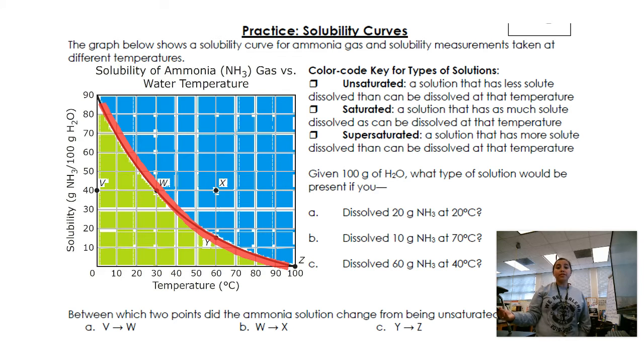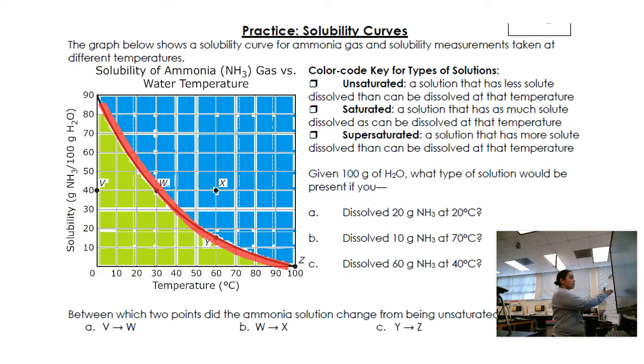All right, so now let's look at solubility curves. Here we have the solubility of ammonia gas versus the temperature of water that it's dissolved in. And so this is called the solubility curve. A solubility curve is basically a graph that shows us how much solute can dissolve in a particular amount of solvent whenever we change the temperature.